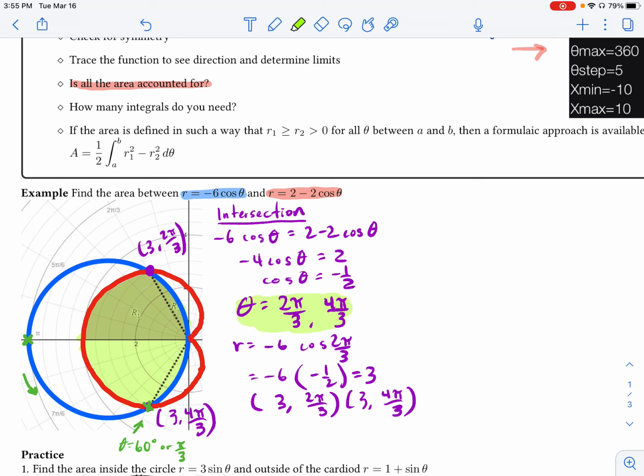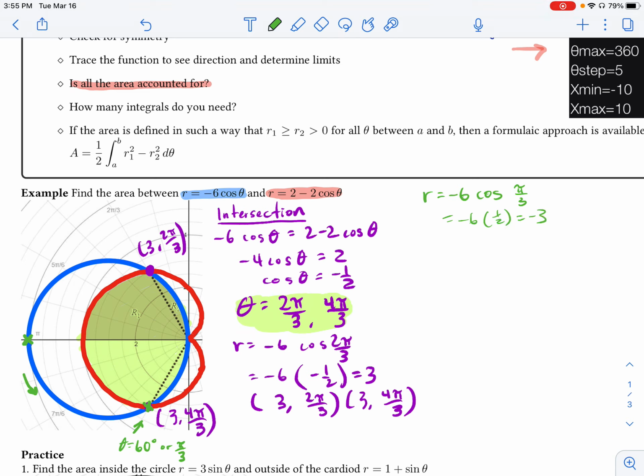Well, why is that? I touched upon this in my previous video, but it has to do with the fact that the point of intersection is not just the angle, but the entire coordinate, where that is true for both polar functions. So when we plug in 2 pi over 3, regardless of whether we plug it into our circle or our cardioid, we get the same r value. However, if you try plugging pi over 3 into your first function, r is equal to -6 times cosine of pi over 3. Well, what does that give us? That gives us -6 times 1/2, which is -3.